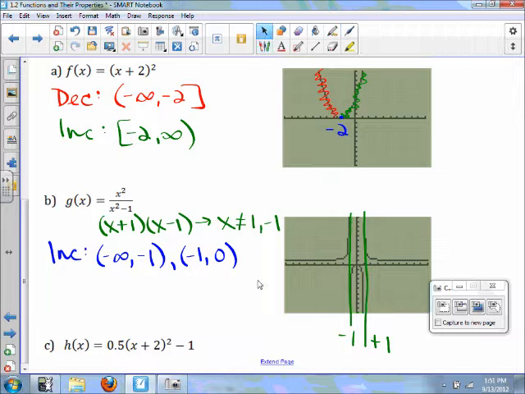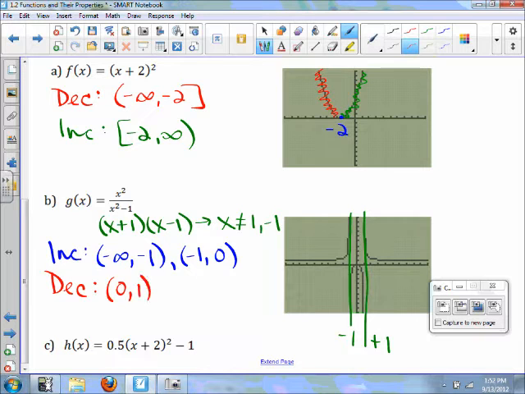Now, these are not going to be in union because we're not talking about domain or answers and things like that. We're just seeing what intervals they're increasing on. So you just list them. It'll also be decreasing from 0 to +1, also 1 to infinity. Two different intervals that is increasing and decreasing.